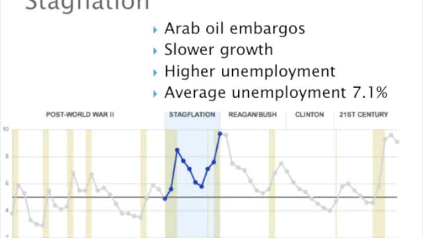Stagflation. Arab oil embargoes led to a downward spiral which lasted until the mid-1980s. Inflation rose and the economy's growth began to slow. This is known as stagflation. By the time President Carter was leaving office, unemployment, inflation, and interest rates were all on the rise. The average unemployment rate was 7.1%.